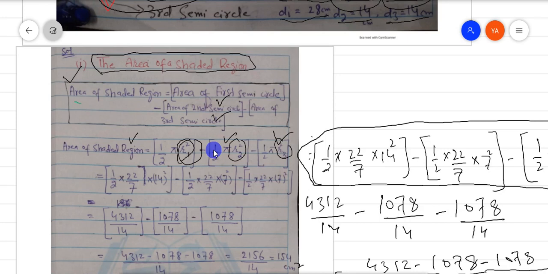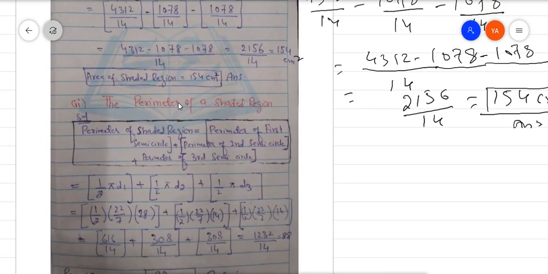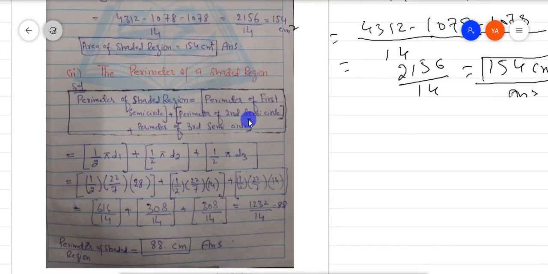So the area of a shaded region is equal to the area of the first semicircle minus area of the second semicircle minus area of the third semicircle. So the formula for this is the area of a shaded region, but we have solved it already. This time we solve the perimeter of a shaded region. So the perimeter of a shaded region is equal to the perimeter of the first semicircle plus perimeter of the second semicircle and perimeter of the third semicircle.